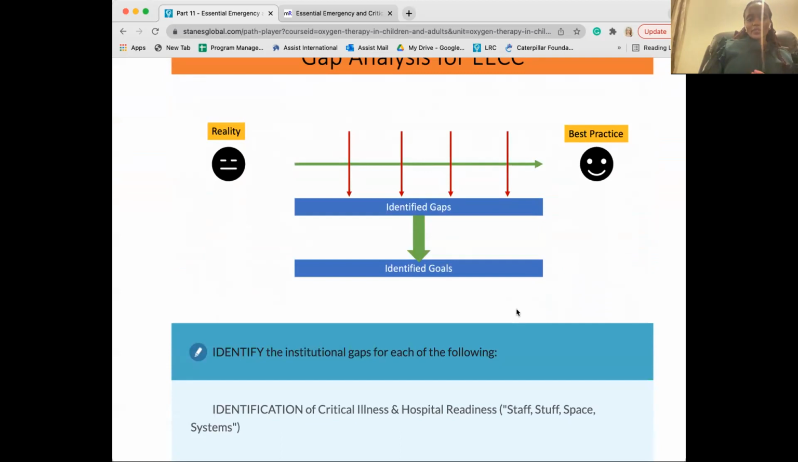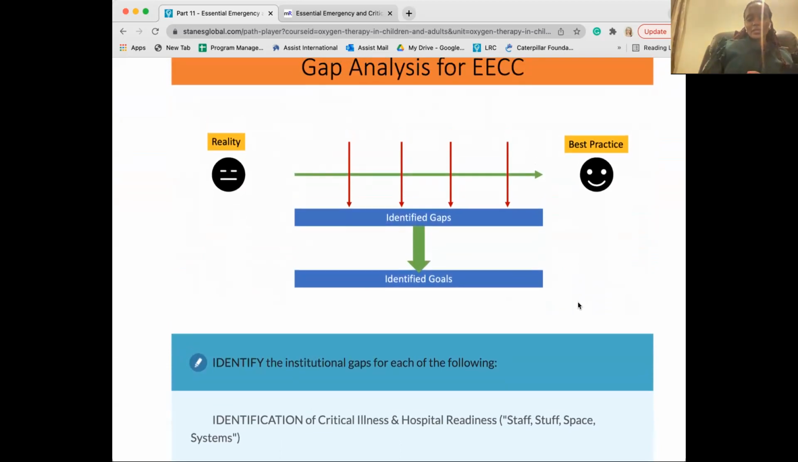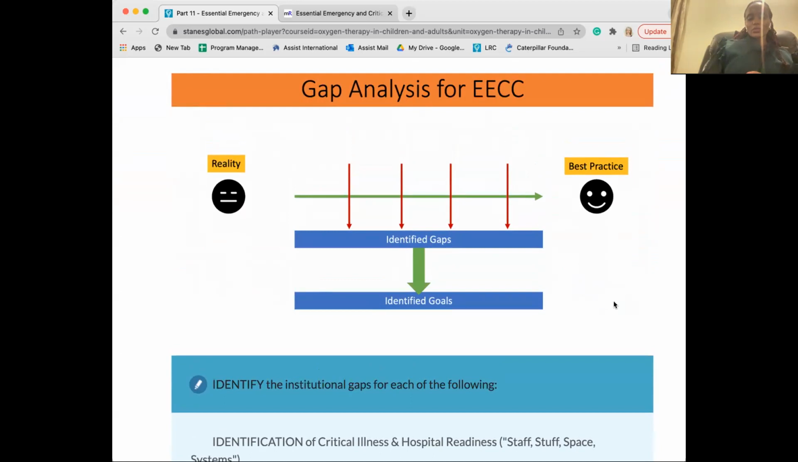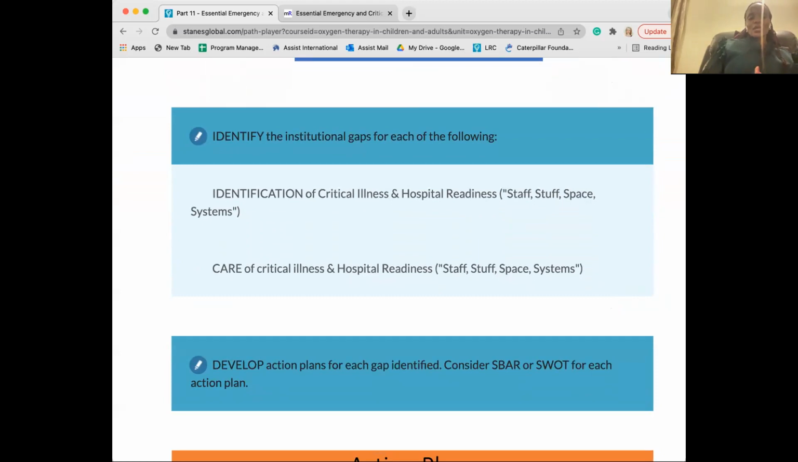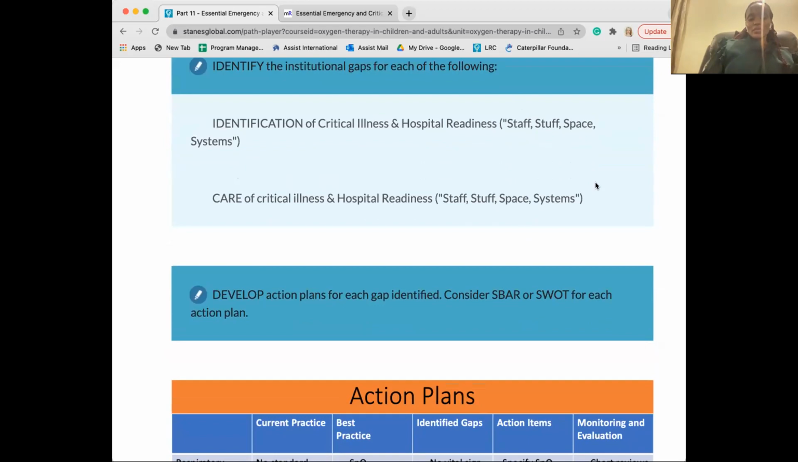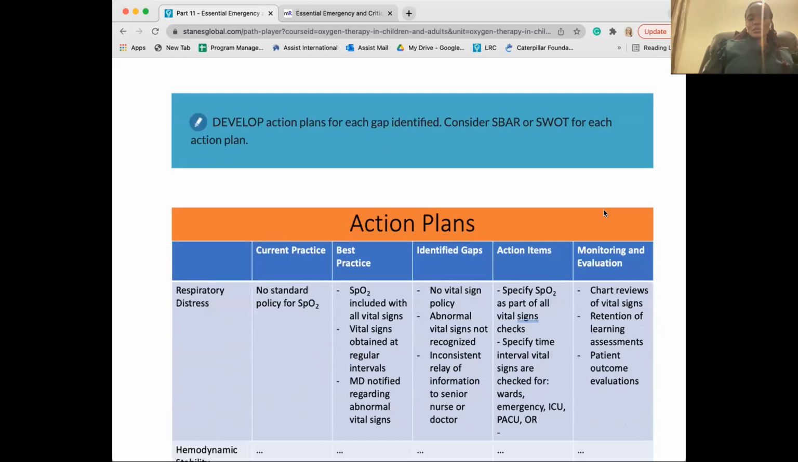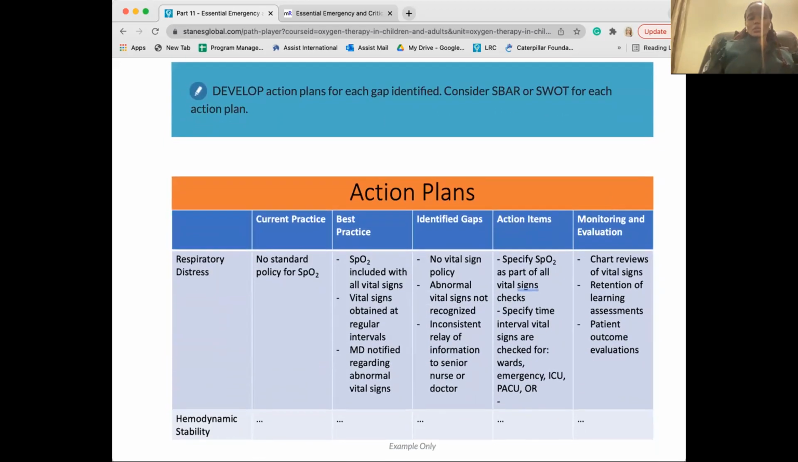So you identify your gaps and identify your goals. So identifying the gaps for each of the following. It could be gaps in the sense of space, staff, systems. So you identify, do we need now to add more staff? Do we need to identify more space to at least have more beds available? And then you have action plans. So there's something called SBA and SWOT for each action plan. SBA means, can go down. SBA means, is it the next thing? Just continue.